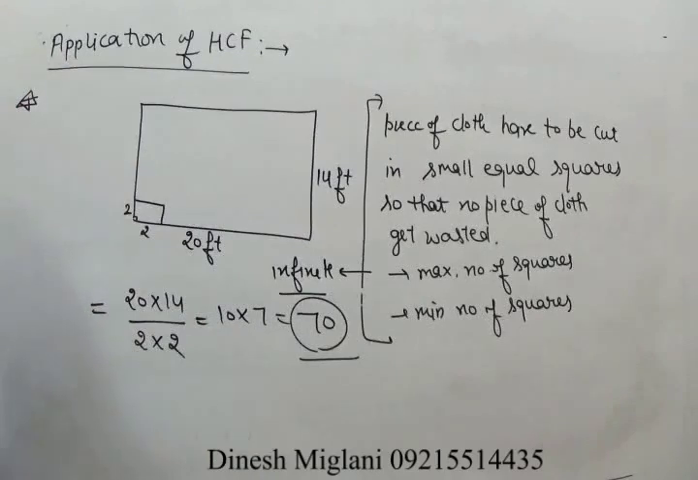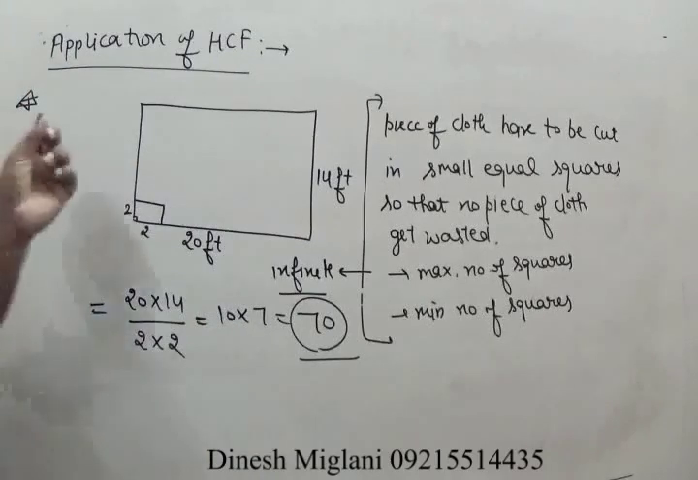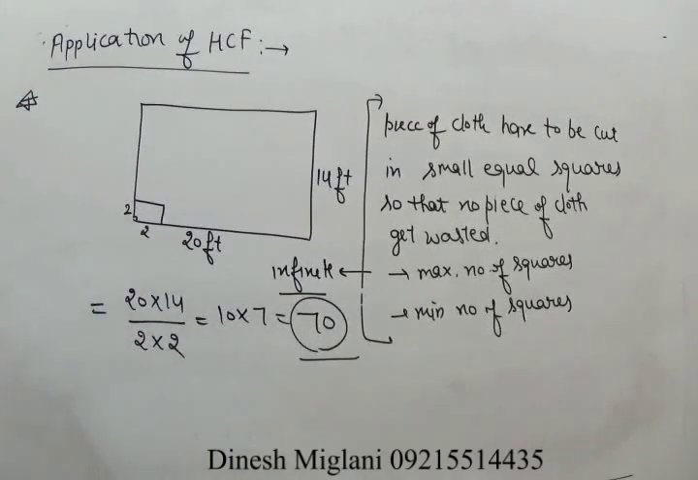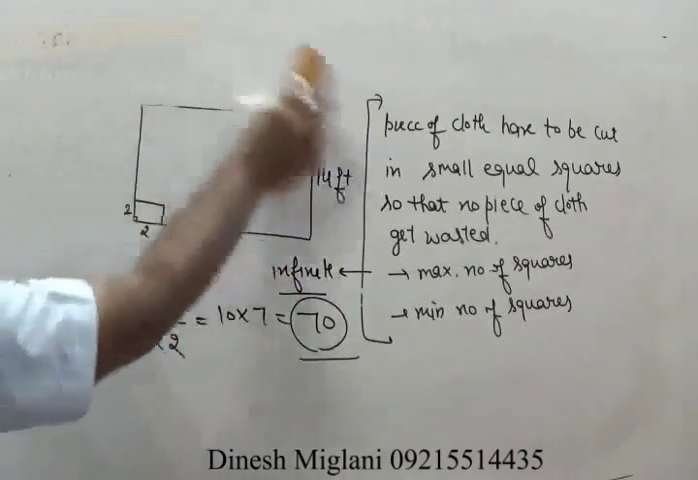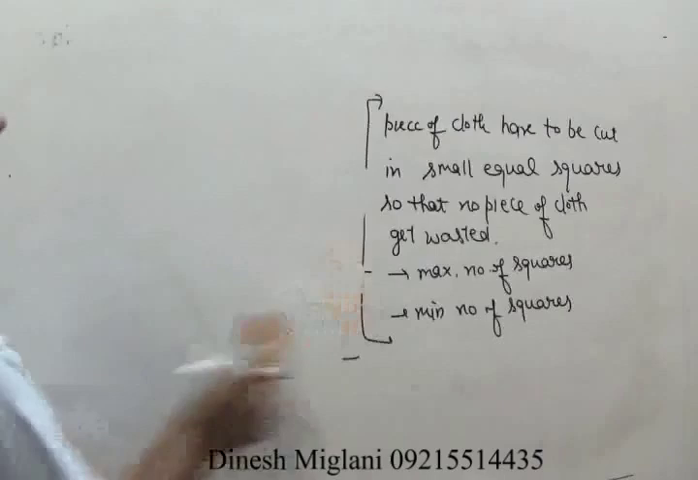I hope the idea is clear. So this talks about application of HCF: about how to divide into different squares so that no piece of cloth gets wasted, as well as the minimum number of squares we have to find. After this, we have a few more questions.